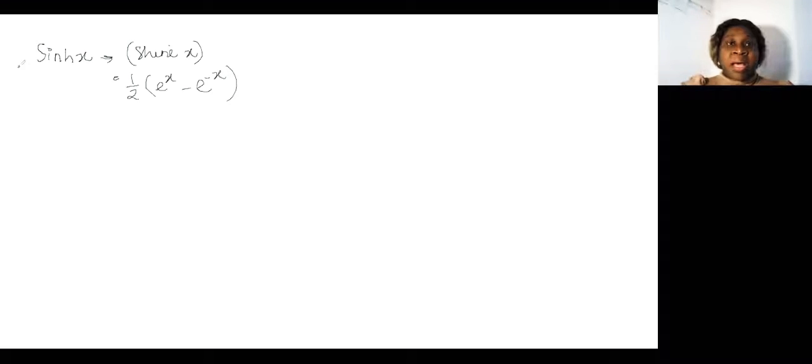The other one that we have as well is cosh, which is spelled like this and pronounced cosh x. That would be equal to half of e to the power of x plus e to the power of minus x.